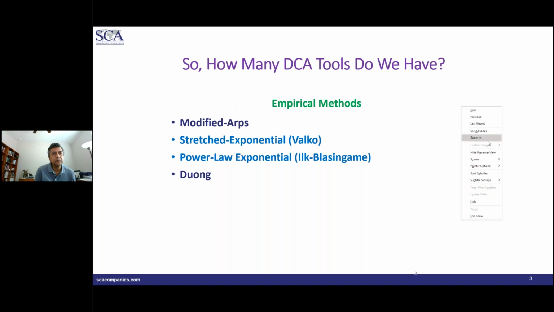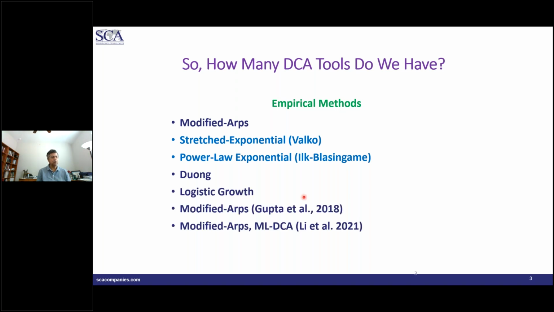Bear with me. I have the pointer option, laser pointer. Okay. So here are some of them. And so what I'll do now is show you some of the others. And I'm familiar with most of them, but not all of them.